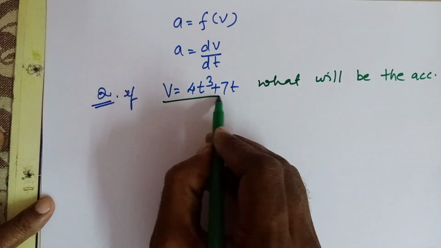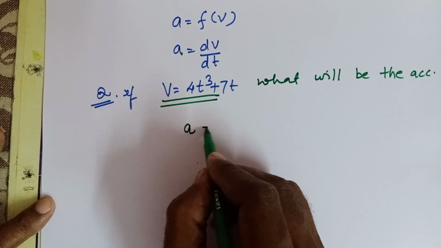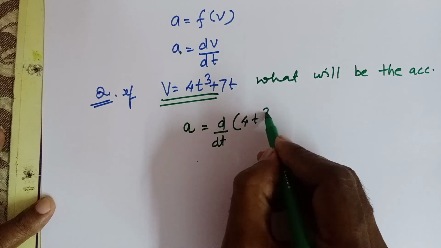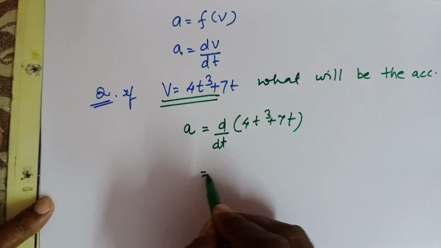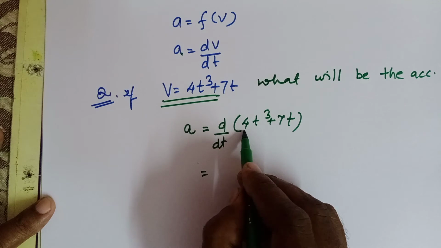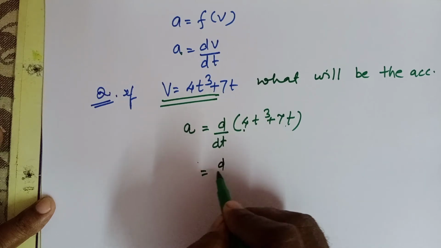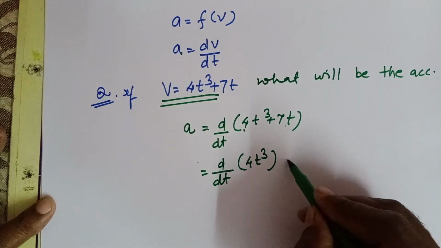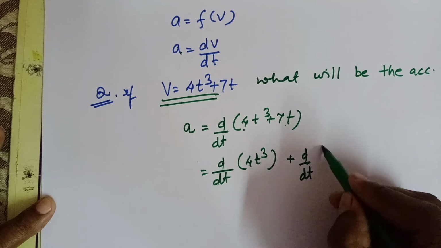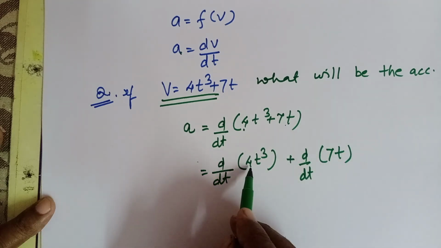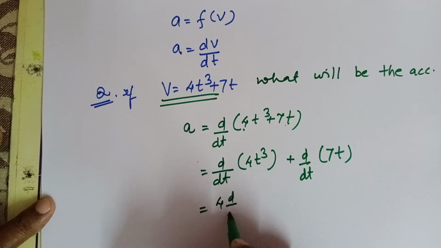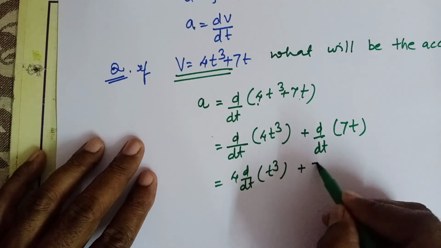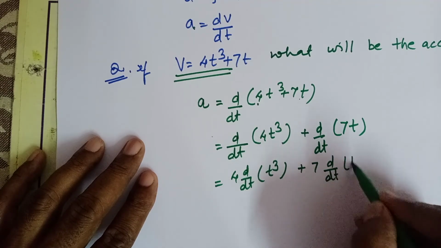So we have to put this value here, since acceleration a is equal to dv by dt, and what is v? v is 4t cube plus 7t. It will become one function 4t cube, one function 7t. We can write d by dt of 4t cube plus d by dt of 7t. Then this 4 is constant, you can take it outside, d by dt of t cube, plus 7 is constant, d by dt of t.